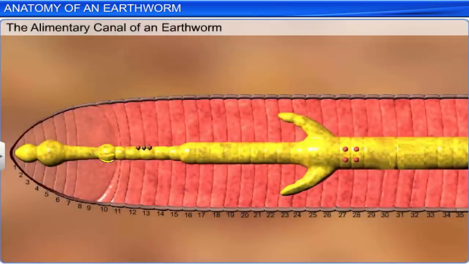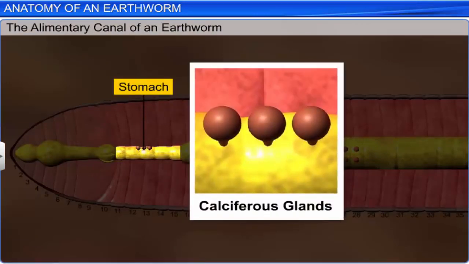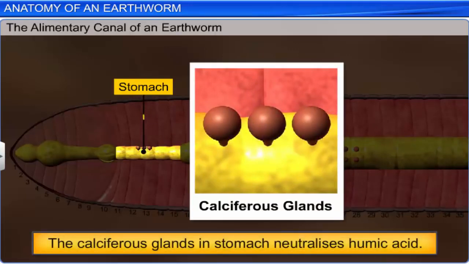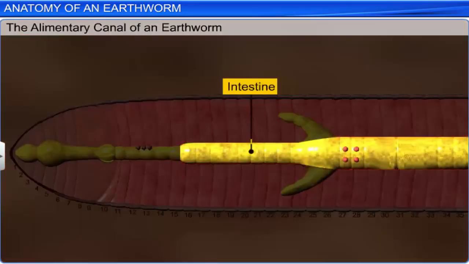This organic matter is mixed with soil and is digested in the stomach that lies between the 9th and 14th segments. The stomach also has calciferous glands, which neutralize the humic acid present in the partially decomposed organic matter. The stomach continues into a long intestine, which starts from the 15th segment and continues till the last segment.